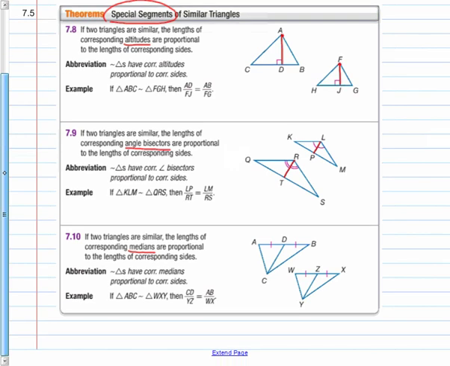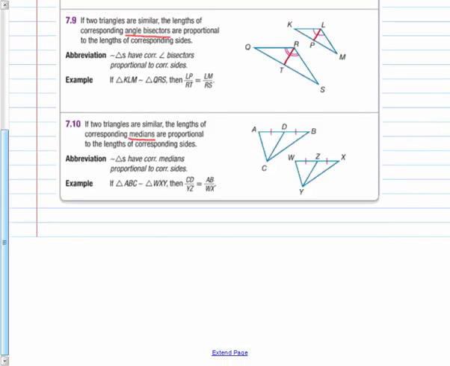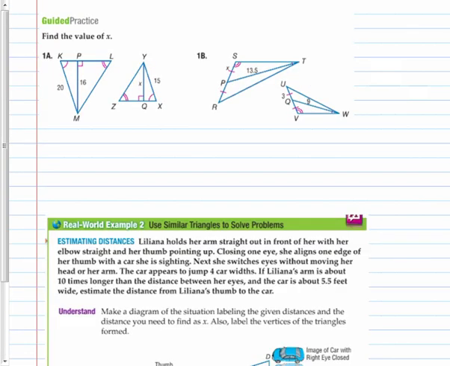Same scale factor. And the third thing, medians. What's a median? Goes from a vertex to the midpoint of the opposite side. That is a median. And if you have two corresponding medians, they also are proportional to the sides. So the same scale factor again. So we just added three segments that are in the same ratio as the corresponding sides are in similar triangles.